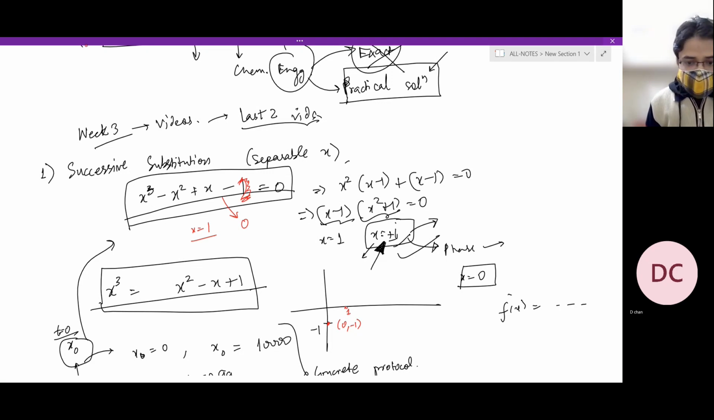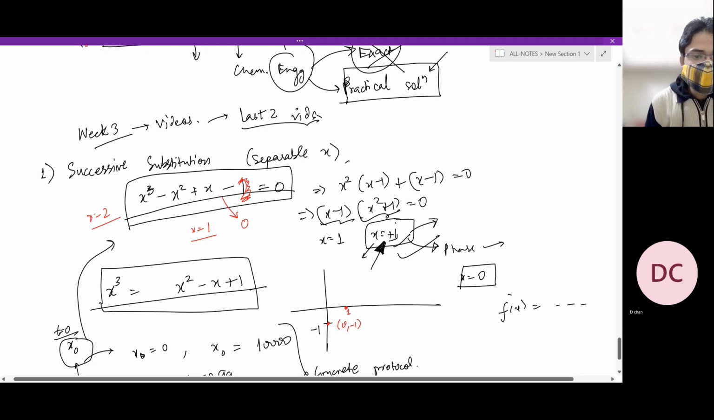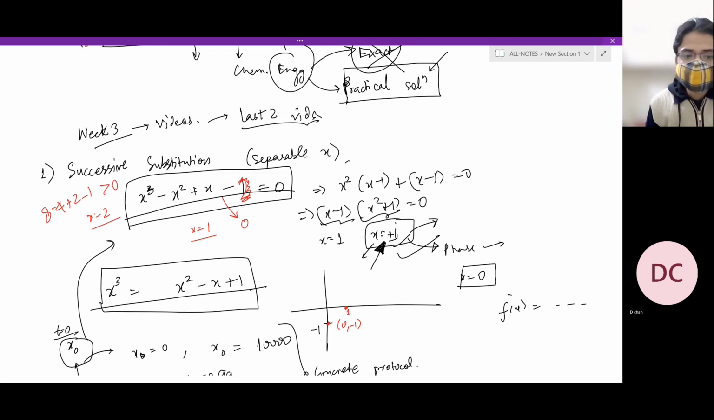So now let's say that you are putting something like x equals 2. This is also a simple value. So for x equals 2, this entire thing becomes positive. This is 8 minus 4 plus 2 minus 1. This becomes greater than 0. You don't care about the value, okay? You just know that the function is somewhere above the x-axis. And at 0, it is below the x-axis, right?